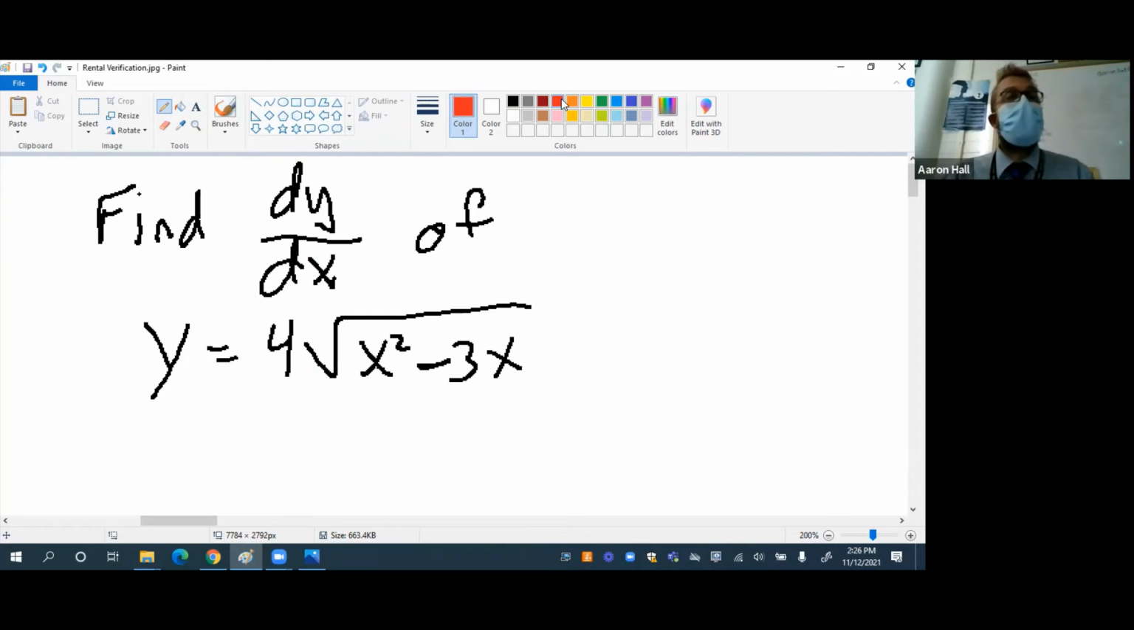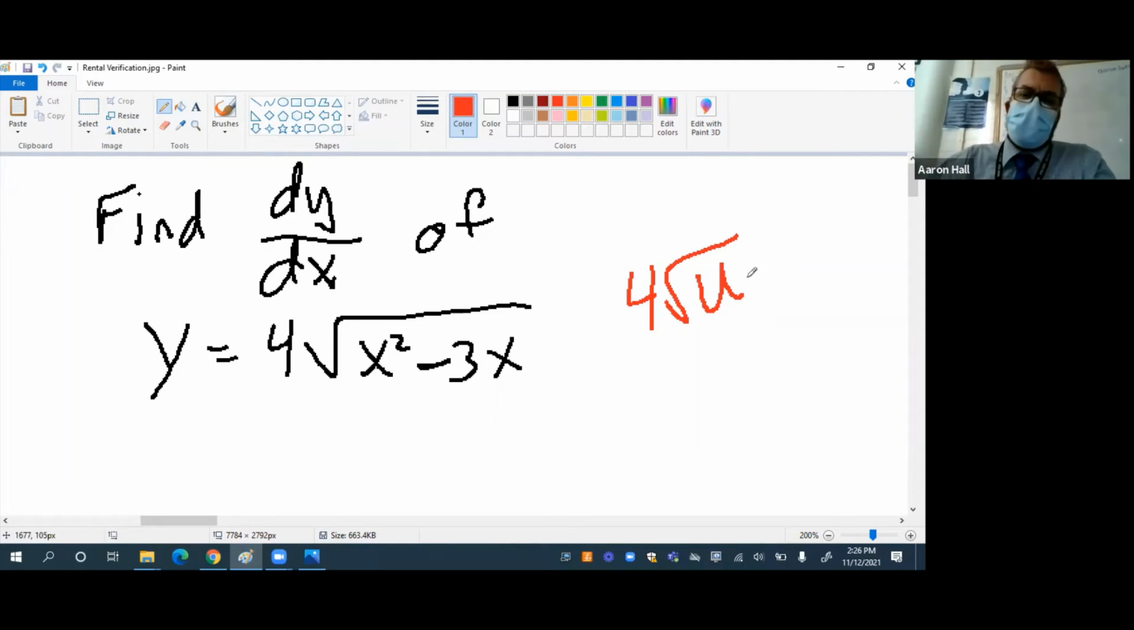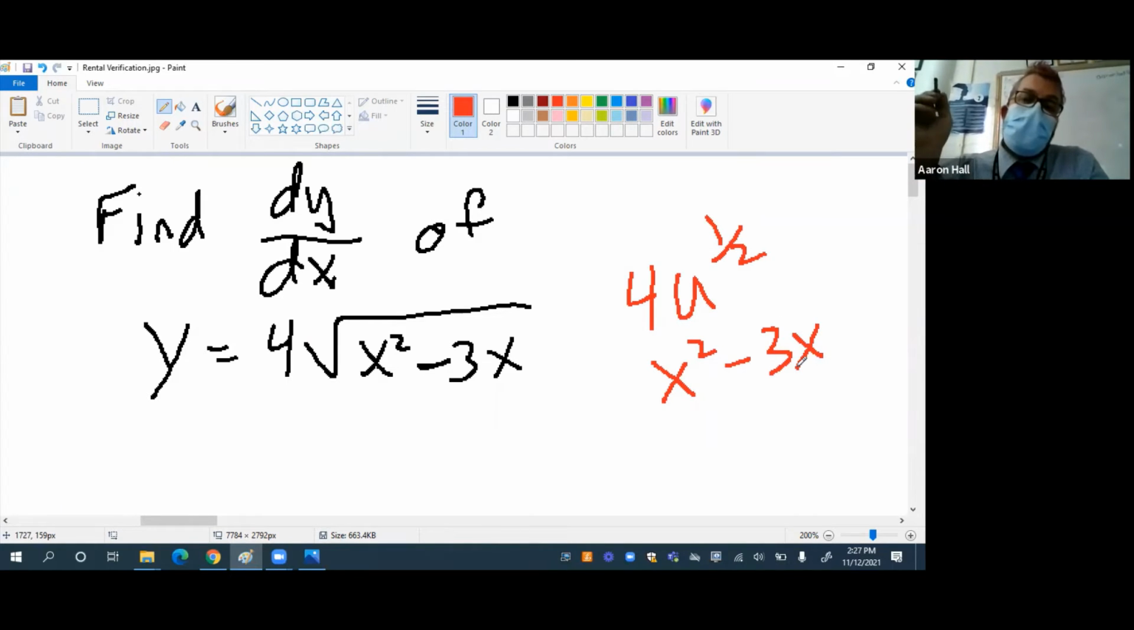Kyla, do you see a function inside of a function? What is the outside function? Of u, yeah, no? That is, and I would prefer to rewrite this so that we can use the power rule. Yeah, so we'd have u to the power 1/2. And the inside function is just the x squared minus 3x, right? So Kyla, if I take the derivative of the outside function, what do I get?